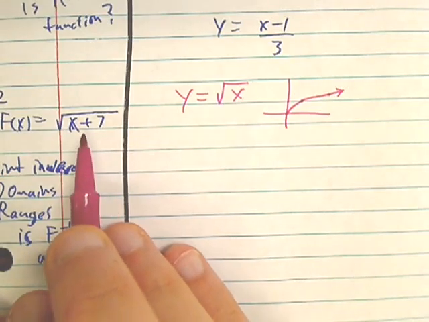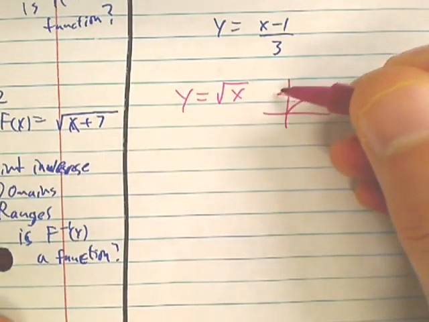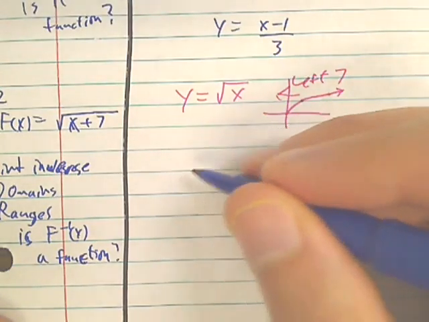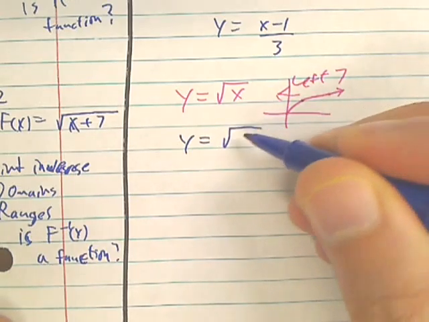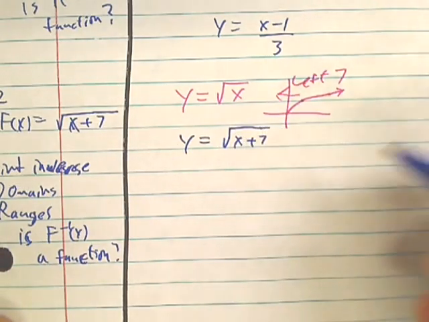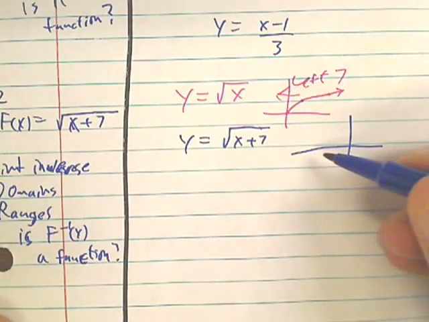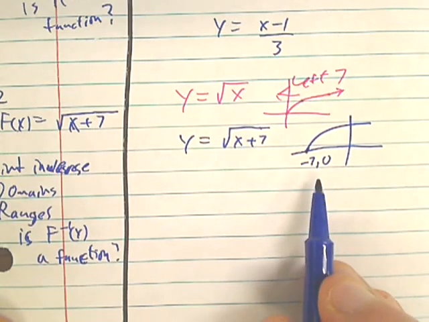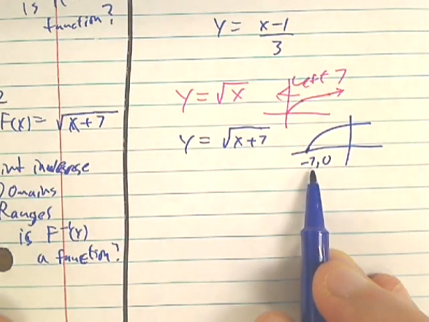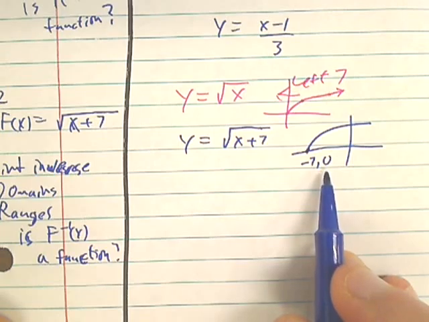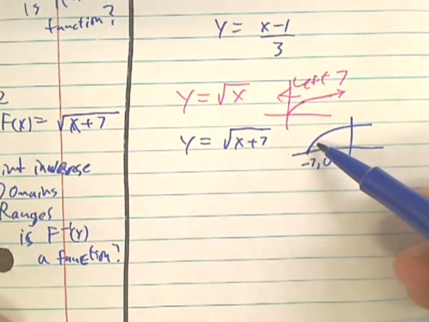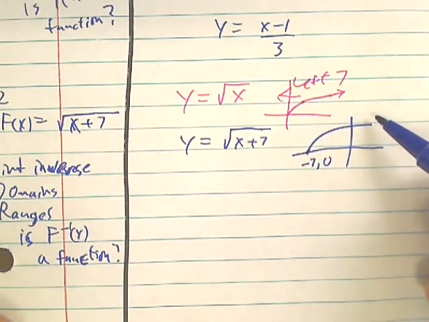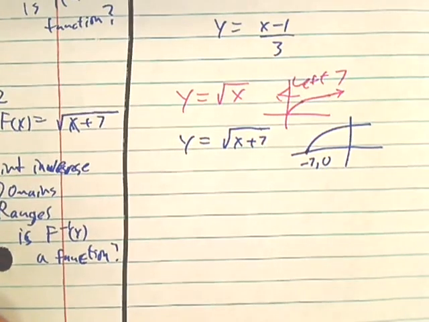Now, I'm taking this graph and I'm moving it left 7. So this graph is y equals square root of x plus 7. This graph starts at negative 7, 0. So the domain for this graph is x is greater than or equal to negative 7. The range is y is greater than or equal to 0, because that's where the graph goes. It goes up and it goes to the right. If it went a different way, we'd have to think of it a little differently.